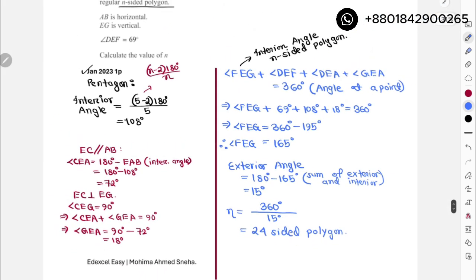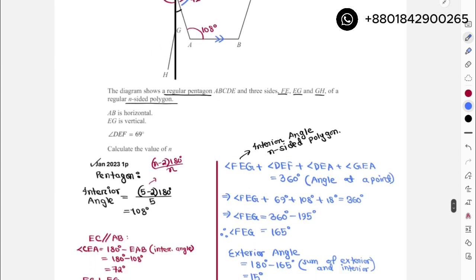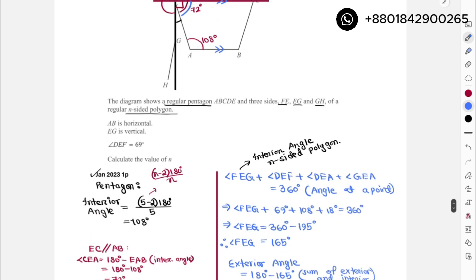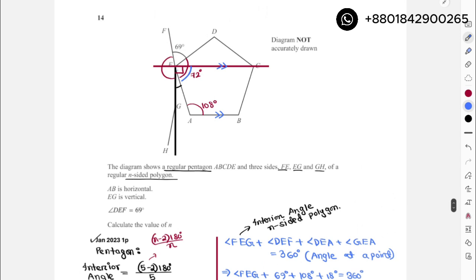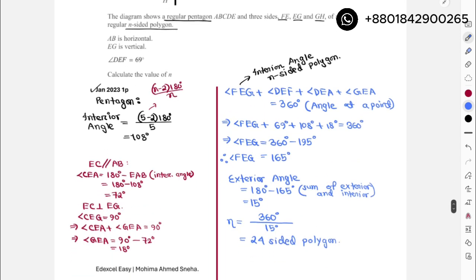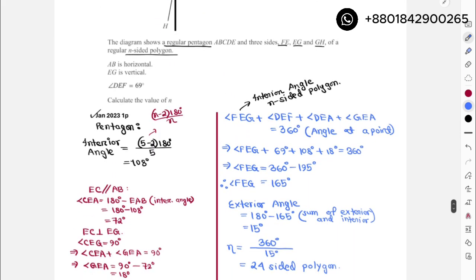Right, so this is your final answer. I hope this one was clear enough for everyone to understand. I would say that this is quite tricky maths for only 4 marks. This was only 4 marks for all the steps. You're only going to get 4 marks, which is quite not worth it because you have to do so much work over here to find out the value for n, right?